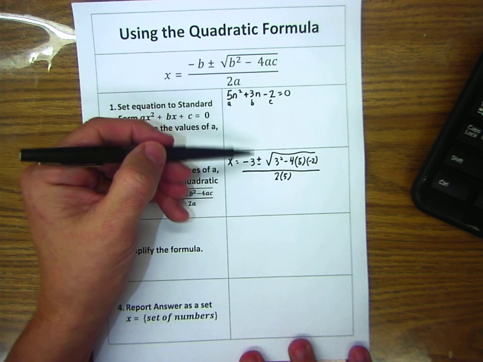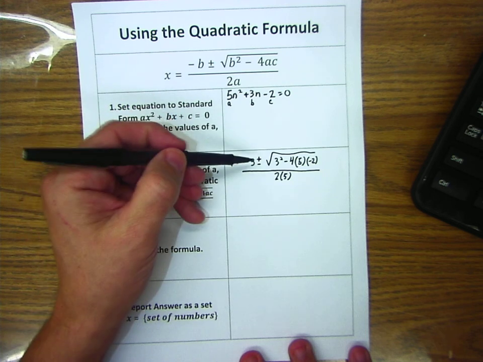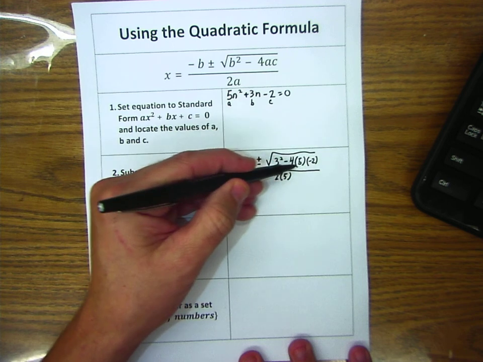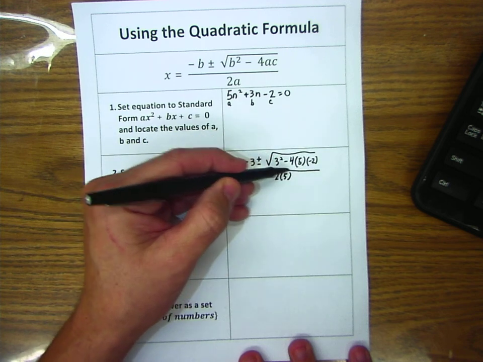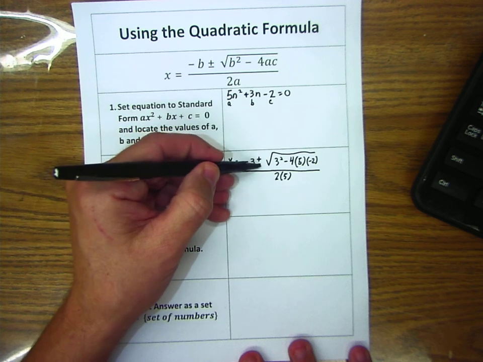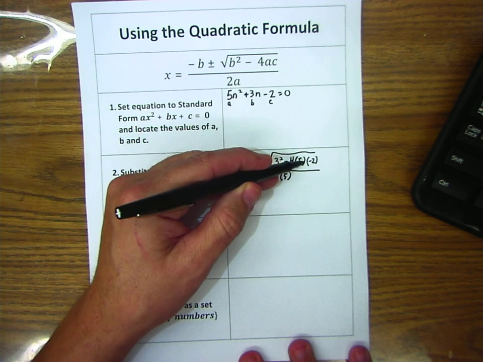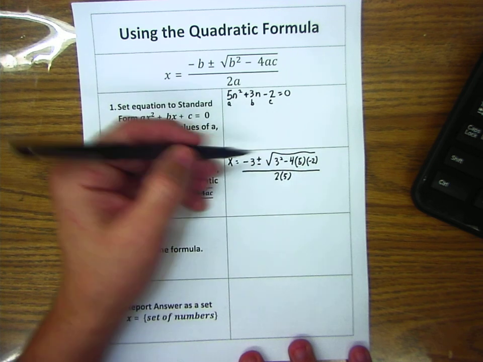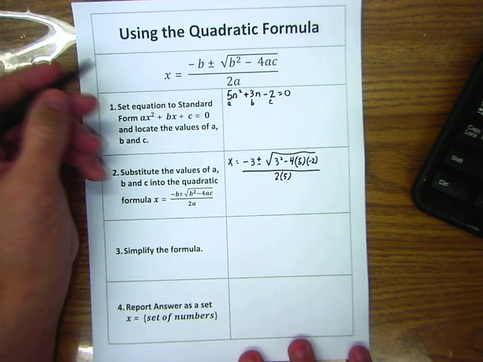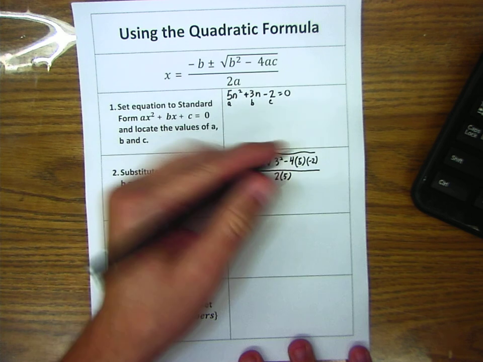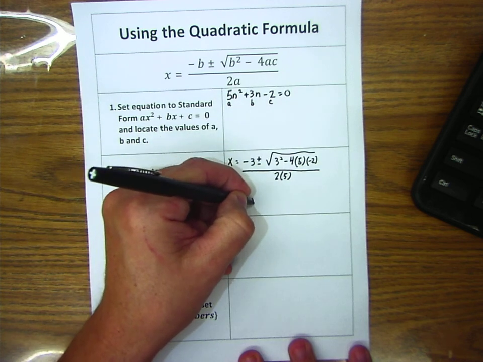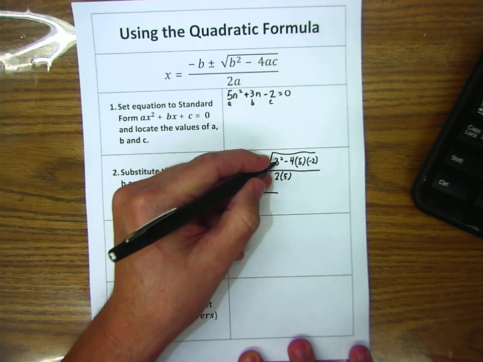Notice there's a plus and a minus here. That signifies that you're going to have negative 3 plus this square root, which is referred to as the discriminant, negative 3 minus that square root, and then when you do that, each one of those are going to be divided by 2 times 5, which is 10.